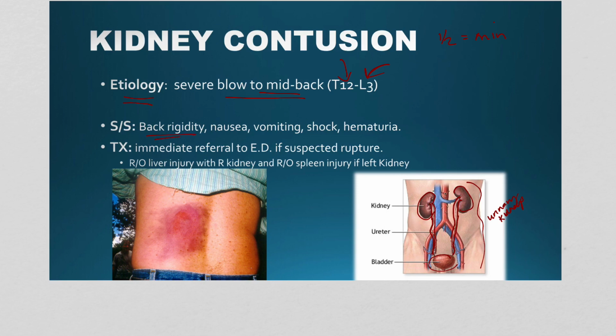So patient might have back rigidity, especially if that kidney is lacerated and is bleeding out into the peritoneum. You can have nausea or vomiting. Most patients will go into shock depending on if there is an actual laceration. And you're going to have hematuria, which is what? Blood in the urine, right? So you'll have to do a urinalysis or a urine test to see that. Usually it's trace, meaning you can't see it to the visible eye.